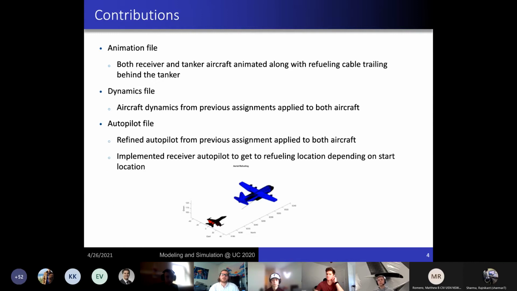So the contributions for our animation file, the main additions we needed to do were get both of our models into one animation so that we could see them working. With our dynamics, we used the same models that we had from the previous assignments we've been using throughout the semester. For the autopilot files, we used the same one for our tanker drone, which would be the leading aircraft, and then for the receiver autopilot, we had to incorporate a lot more states that would read off from the tanker so that we could close the gaps between them using our codes and cases that we developed.